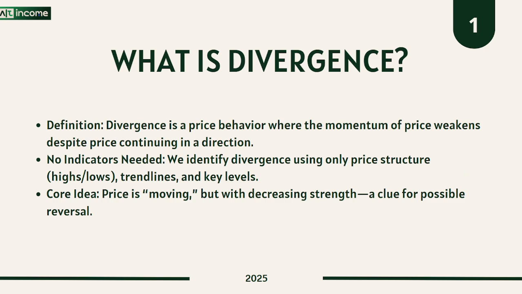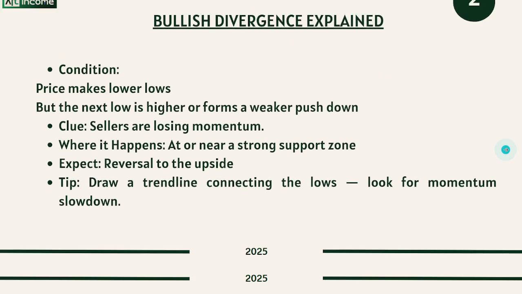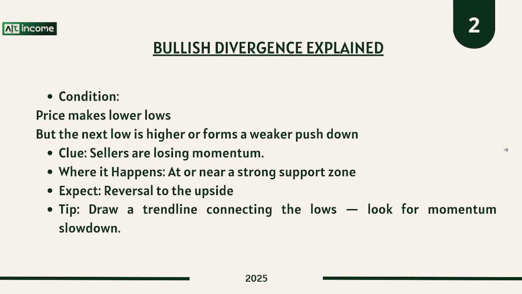If we are seeing weak momentum to the upward side, we are expecting a reversal to the downward side. If we are seeing weak momentum to the downward side, we are expecting a reversal to the upward side. So let's look at the bullish reversal. Now, this is the condition of a bullish reversal.